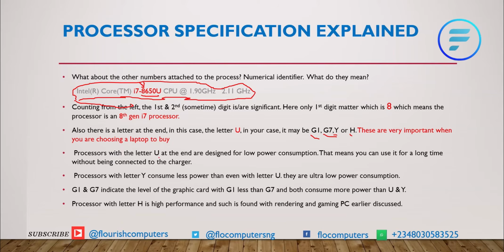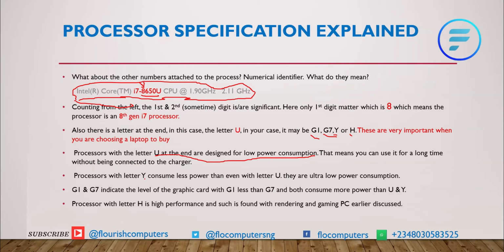These are very important when you are choosing a laptop to buy. Now, processors with the letter U at the end are designed for low power consumption. Please take note of that. If you have the letter U at the end of the numerical identifier, it means that processor is designed for low power consumption. That means you can use it for a long time without being connected to the charger. Take note of that. You can use the laptop for a long time. The processing that is going on is not going to drain your battery faster. So you can use the laptop for a long time without actually connecting it to the power socket.